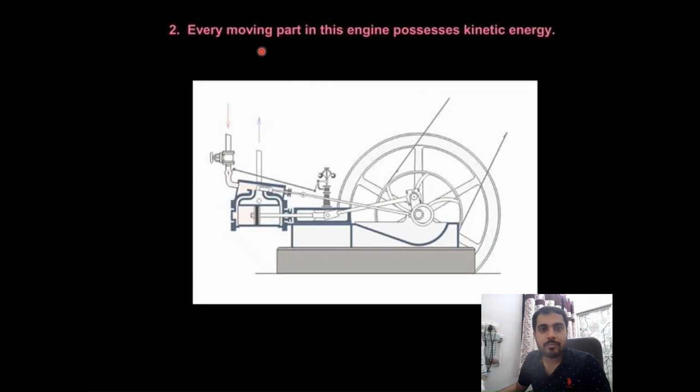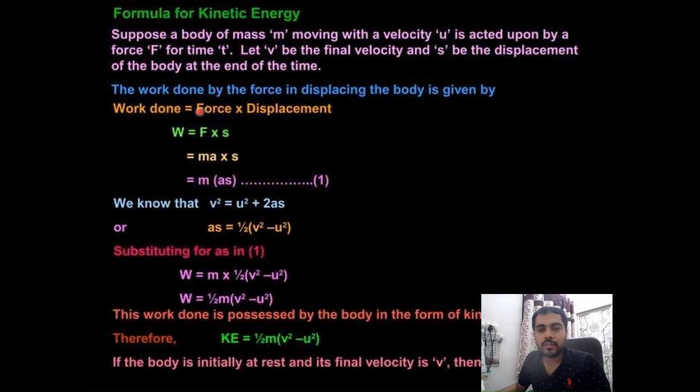Similarly, every moving part in the engine possesses kinetic energy. Similarly, the formula of work done was force into displacement, so W equals F into S. But here in terms of kinetic energy, we take into account acceleration, ma, which was the gravitational constant in terms of potential energy. So here ma into S. Now a into S we know by the formula, so by simplification of all of this, we get kinetic energy equals half m v square minus u square.